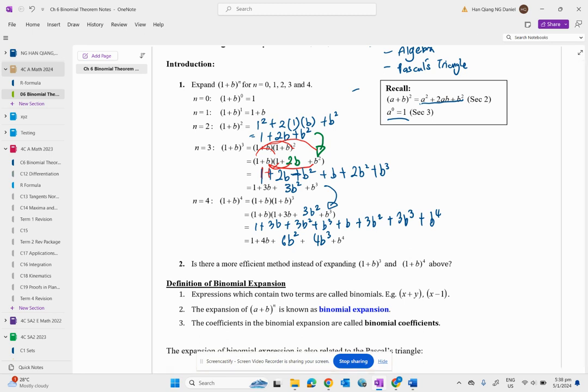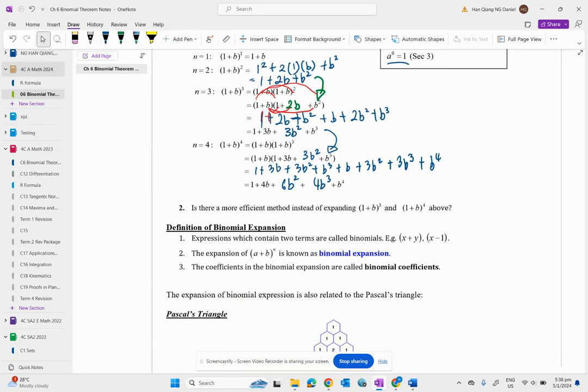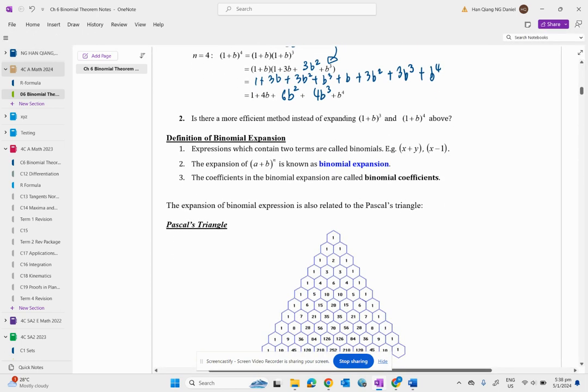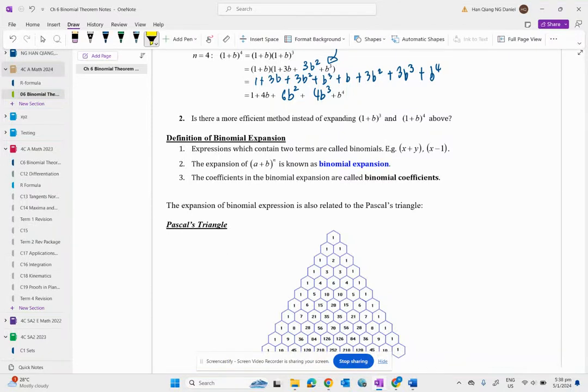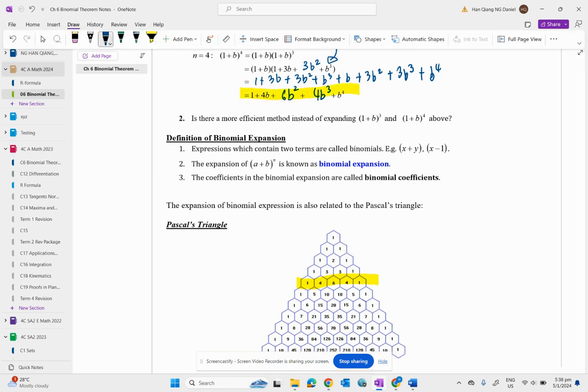Is there a more efficient method instead of doing the algebra method? And that's where you will bring in the Pascal's triangle, which you have learned earlier. And we have actually realized that as you look and compare with the Pascal's triangle, example, you can highlight this row, and over here, the algebra method, what do you notice about the numbers? Just take 10 seconds to think through.